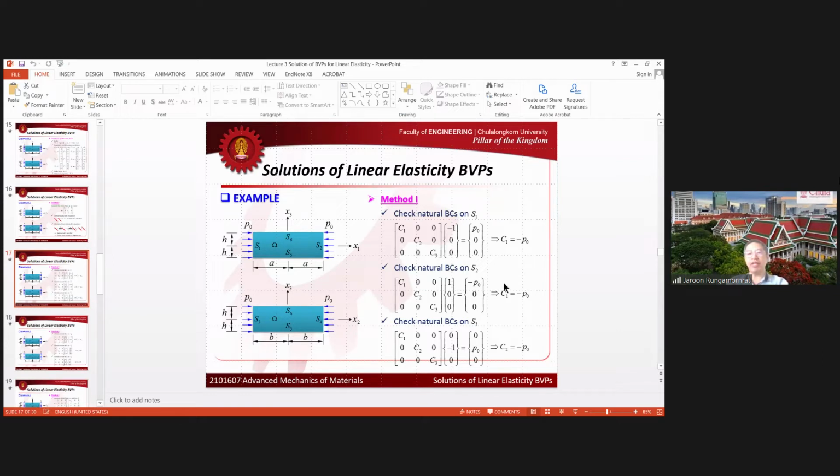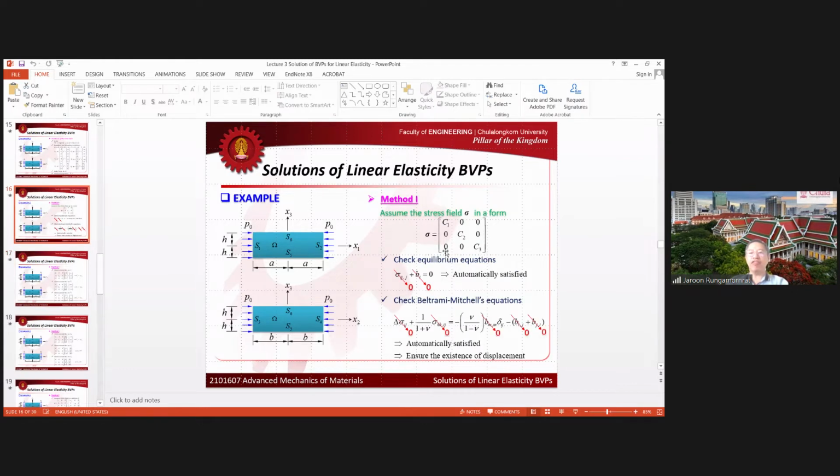It's problem dependent because the form of the stress field that you get here may be in different form. You may have the dependence on X. It's possible, but it depends on the problem. I cannot tell you which problem you should assume in this form. This is based on your background. If you don't have enough background, you may not be able to guess the form correctly at the beginning. So you have to try.